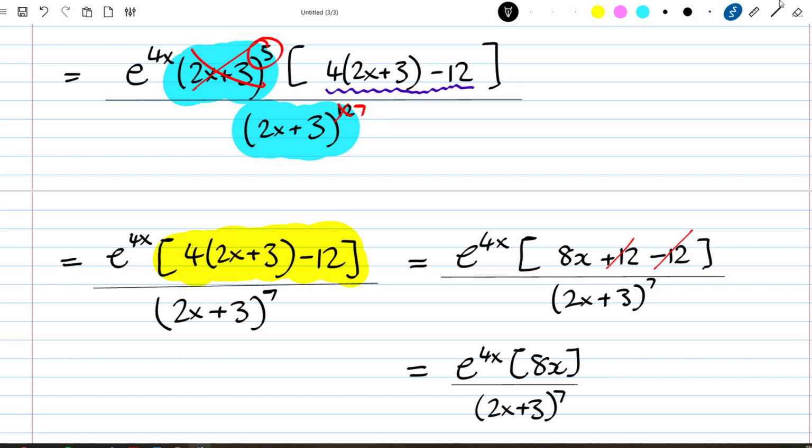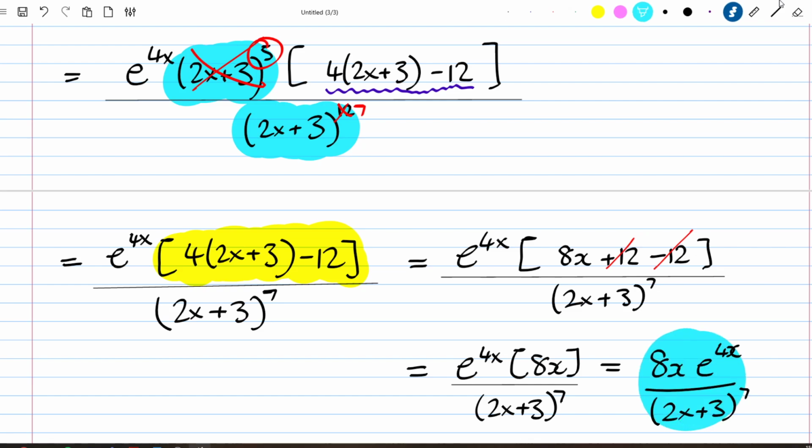And there is my final answer. I can write the 8x in front as well, or instead of. And there's my derivative there. Wonderful.